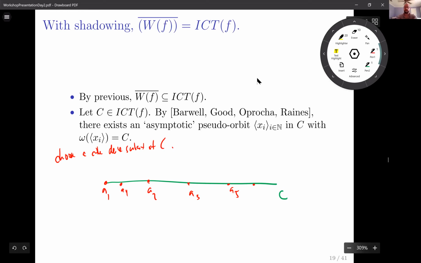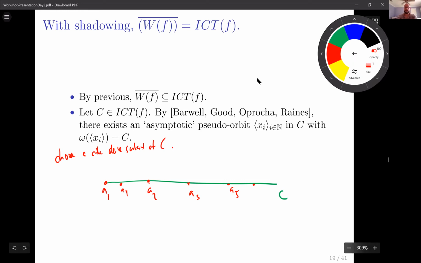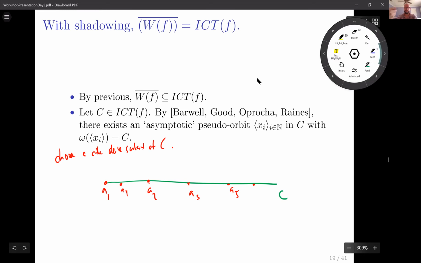Okay. And then what we're going to do is we're going to take each of these, and since C is ICT, I can chain from A1 to A2 using size, say, a half chain. And then I can go from A2 to A3 using a size 1/4 chain.